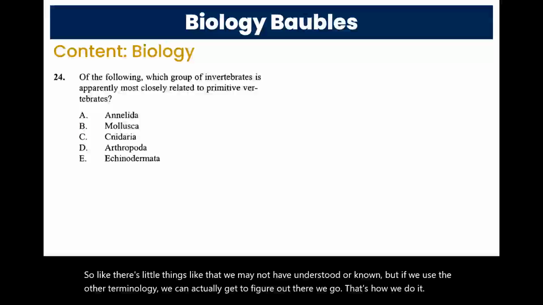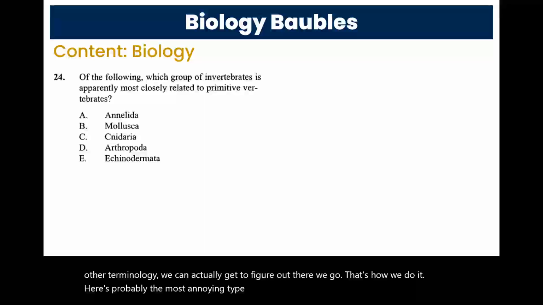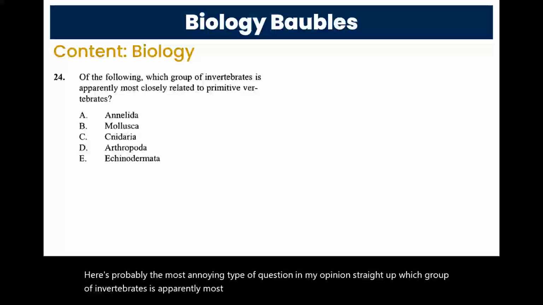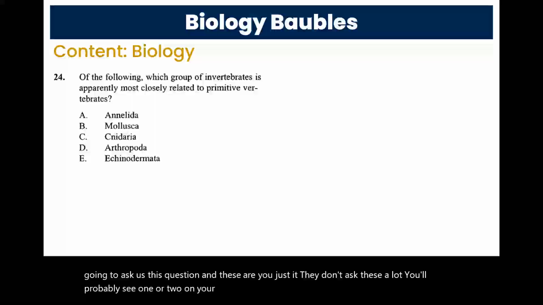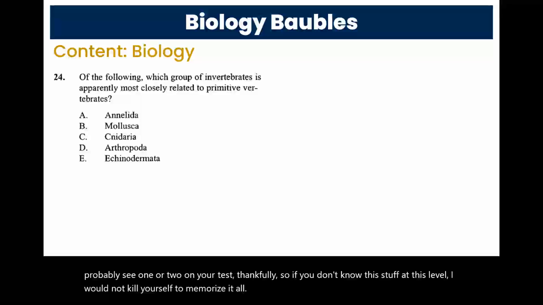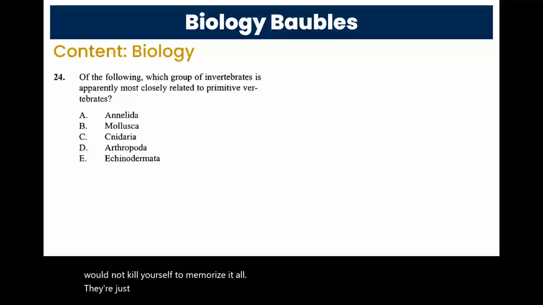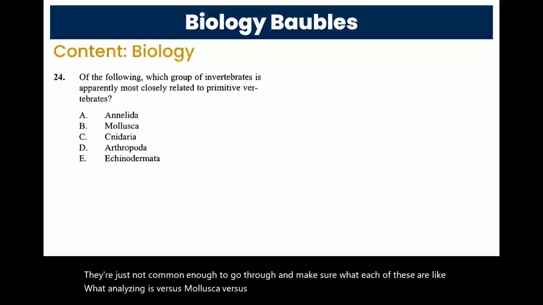Here's probably the most annoying type of question, in my opinion, straight up. Which group of invertebrates is apparently most closely related to primitive vertebrates? Oh, really? They're going to ask us this question, and you just got to know it. They don't ask these a lot. You'll probably see one or two on your test, thankfully. So if you don't know this stuff at this level, I would not kill yourself to memorize it all. They're just not common enough to make sure you know what each of these are, like Annelida versus Mollusca versus Cnidaria versus Arthropoda versus Echinodermata.